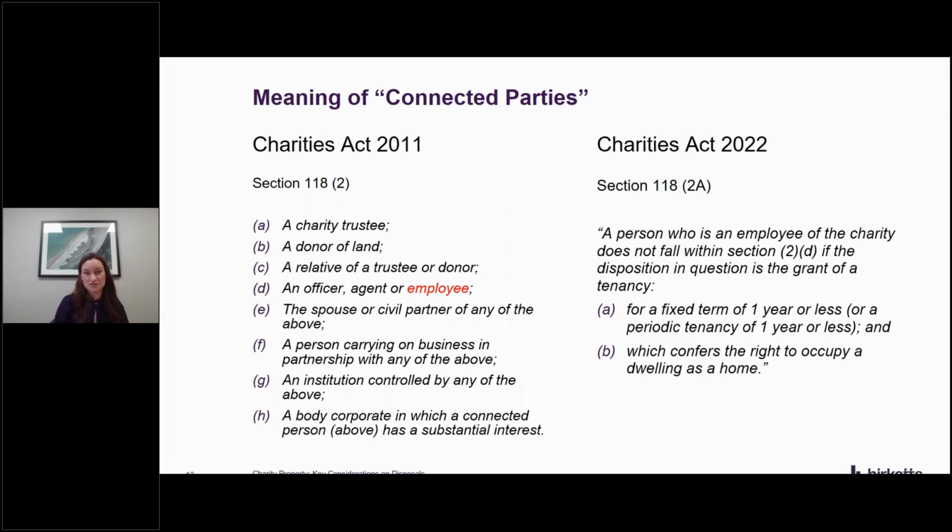You will still need to follow the process for making that disposal if it's caught, but that should make things a little bit easier for charities in particular who have a number of residential properties and who let to members of staff, perhaps in the course of their employment. They don't need to go through the cost and time-consuming process of applying for specific consent for that disposal.